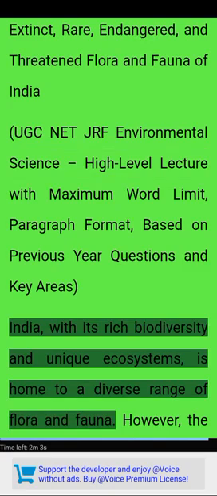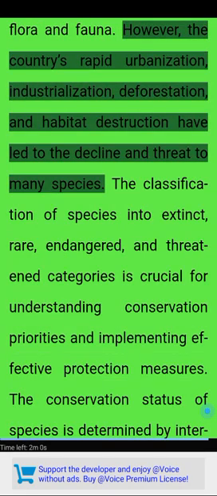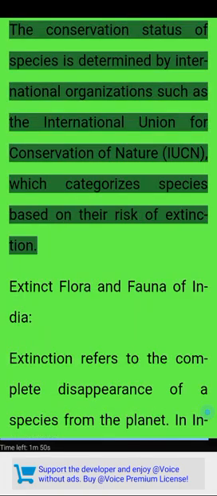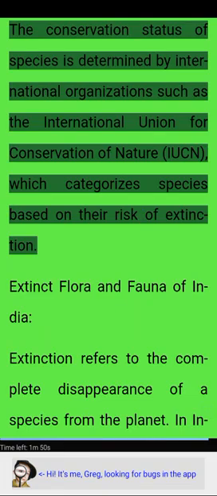India, with its rich biodiversity and unique ecosystems, is home to a diverse range of flora and fauna. However, the country's rapid urbanization, industrialization, deforestation, and habitat destruction have led to the decline and threat to many species. The classification of species into extinct, rare, endangered, and threatened categories is crucial for understanding conservation priorities and implementing effective protection measures. The conservation status of species is determined by international organizations such as the International Union for Conservation of Nature (IUCN), which categorizes species based on the risk of extinction.